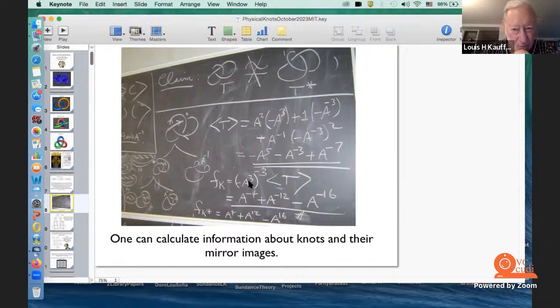And the polynomial, once it's normalized, has the property that if the mirror image of the knot is calculated, it will be the result of putting A for A inverse in the polynomial. So if the polynomial is not symmetrical under the A, A inverse interchange, then the knot is not equivalent to its mirror image. And so we get a simple proof that the trefoil and its mirror image are distinct from one another in this way.